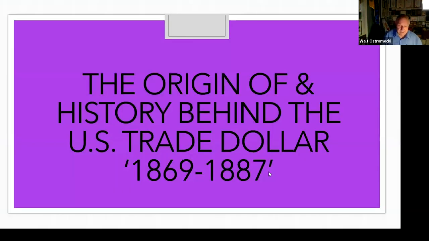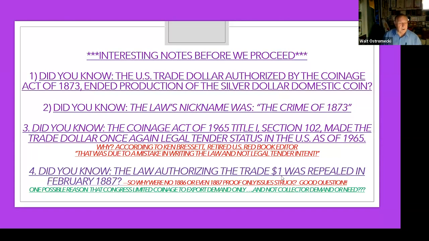With our first slide here, the origin of and the history behind the trade dollar. Now, notice the dates do not match the talk intro. However, this is the time period for the trade dollar, its development, and so forth. So I wanted to begin here with the origins. I'm going to go through the screen slowly. Later on, we get to the grading part. I'm going to let you come back to it, but I'll talk about the grading. But some interesting notes before we proceed.